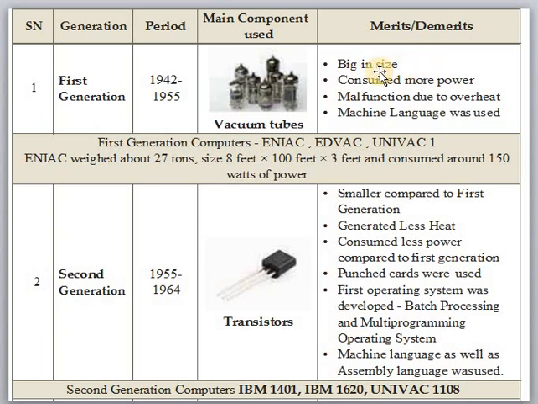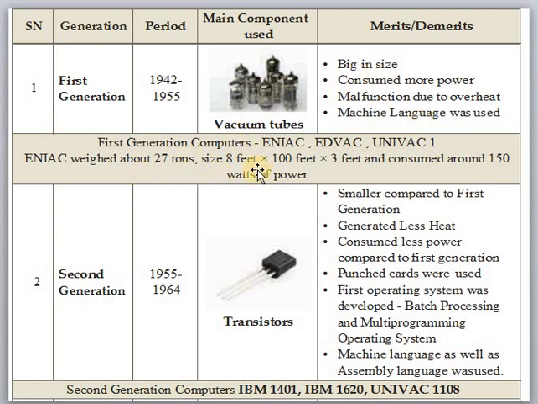So the computer size was very big and it consumed more power. Just because it consumed more power, it generated more heat, and because of overheating it started to malfunction. Malfunction in the sense it was not working properly. So these are all the demerits of using the first generation computer. And another thing, machine language was used. Machine language is nothing but zeros and ones. Only that could be understood by your computer. We call that binary numbers, zeros and ones, which form your digital language. That is the machine language.